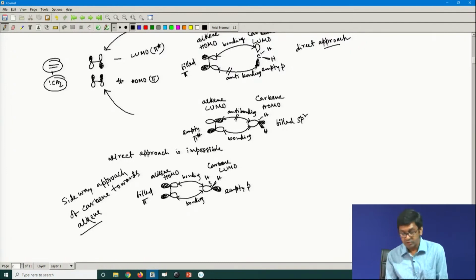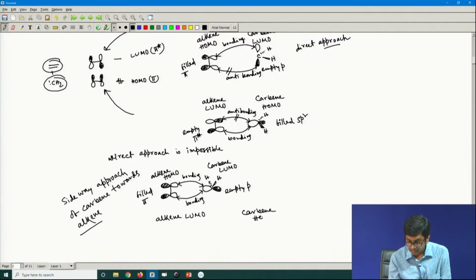Let us see the opposite one, that means you take the alkene LUMO and then take the carbene HOMO. Okay. So, what is this carbene HOMO? We knew already it is the filled sp2 orbital. Okay. And what is this alkene LUMO?